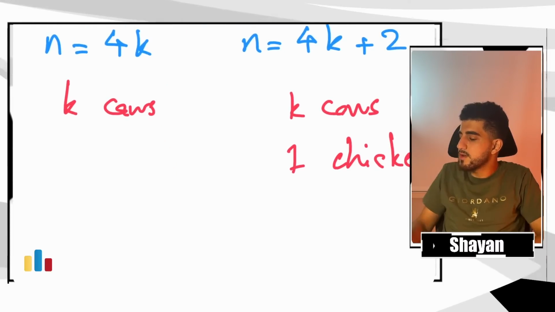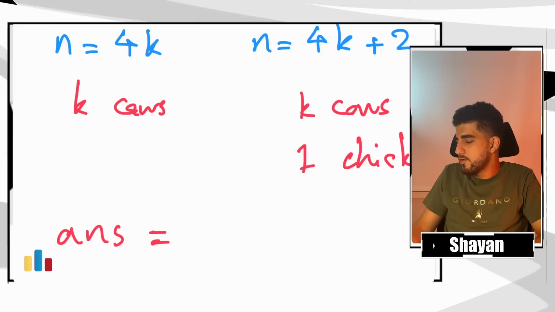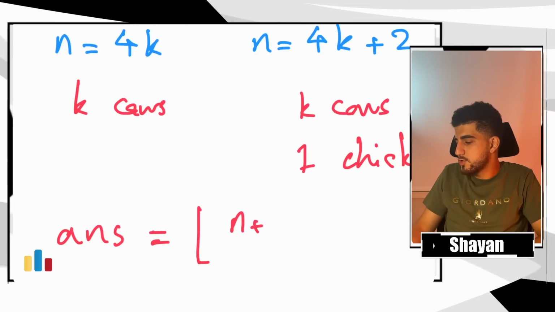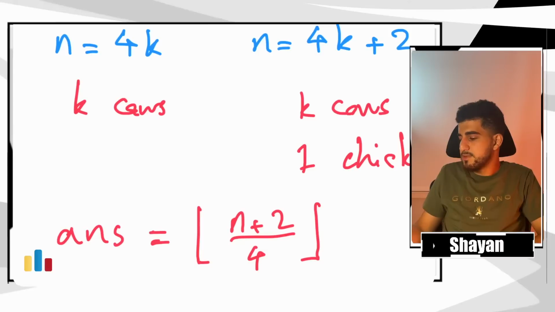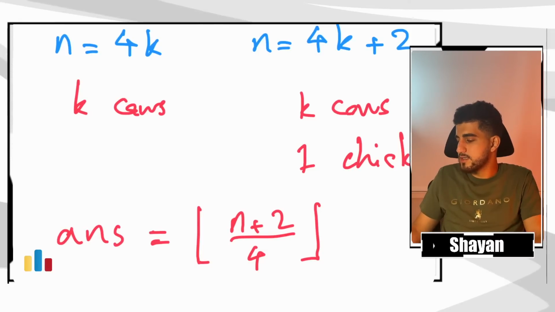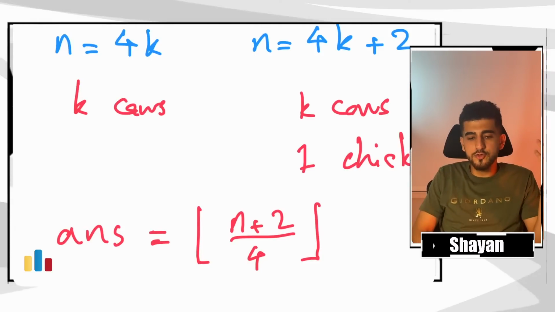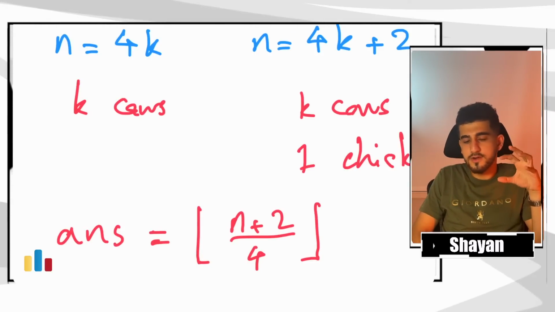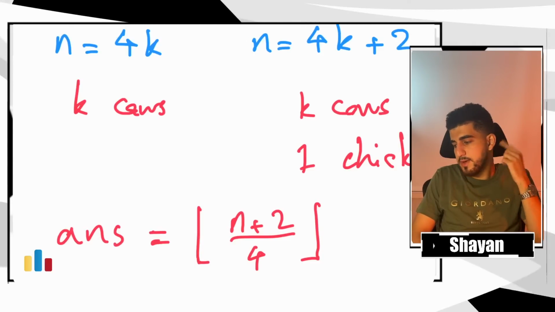In other words, we can say that the number of animals, the answer, is equal to floor of (n plus 2) over 4. This means that if n was of form 4k plus 2, when you add 2 to it, then dividing it by 4 gives you k plus 1. If n is of form 4k, by adding 2 the floor of its division by 4 does not change, so it will remain as k.